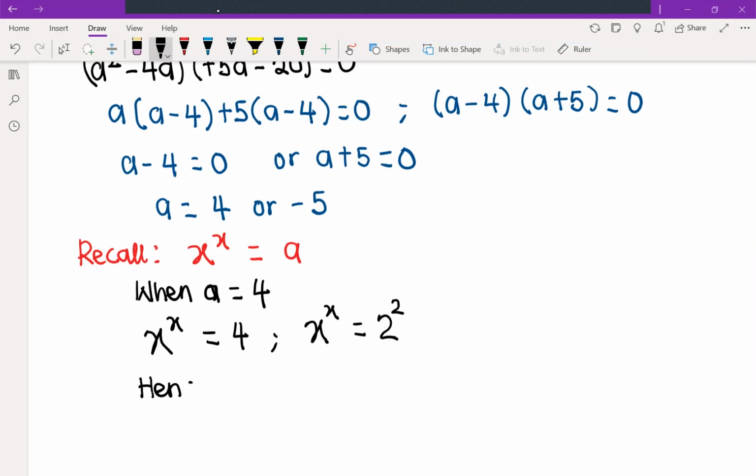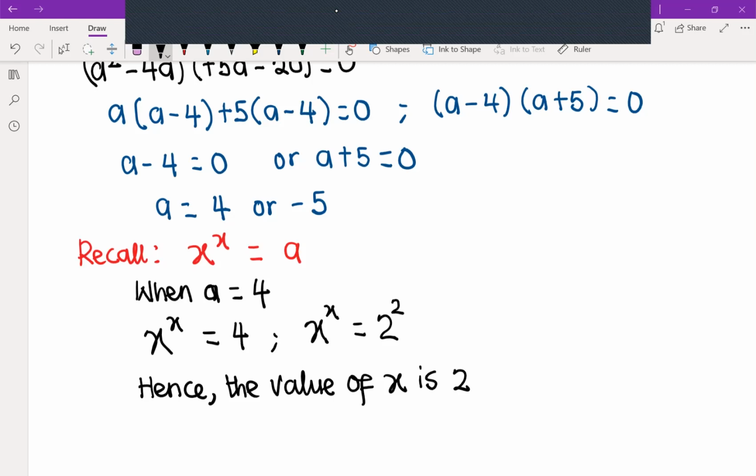Hence, the value of x is 2. Final answer. If we put minus 5, the index number minus 5 raised to power 1, it won't be able to solve this.